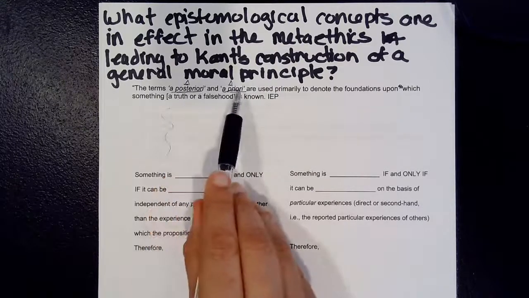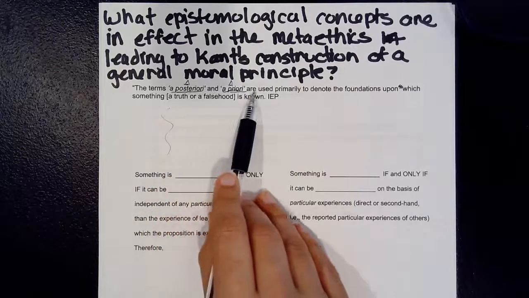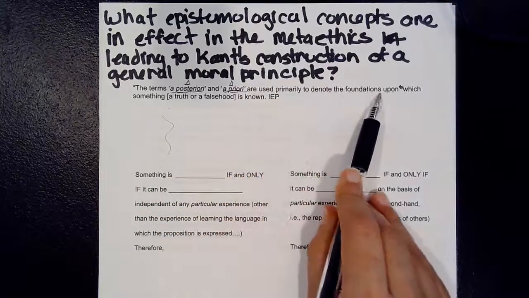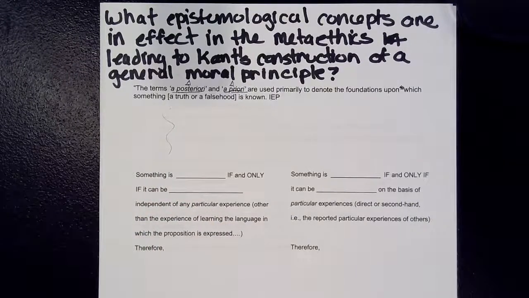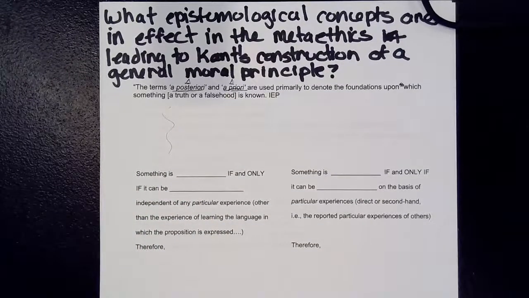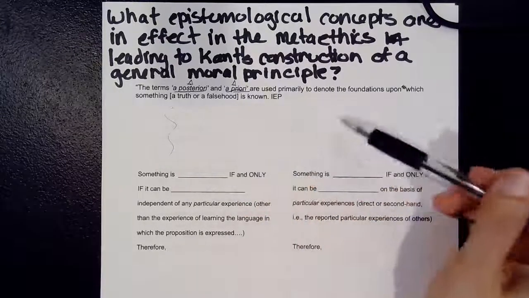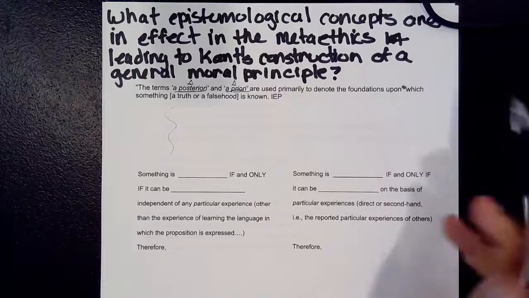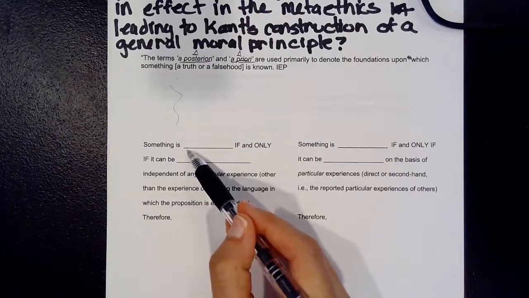Each of these concepts has two words that name them. The terms a posteriori and a priori are used primarily to denote the foundations upon which something, a truth or a falsehood, is known. I really don't need all that space. What I want to do instead is focus on what I have here.